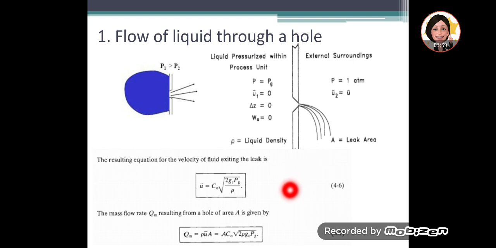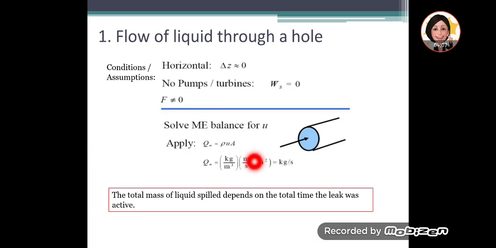Then there's also an equation for the mass flow rate resulting from the hole area A. That will give us how much material is leaking, and that will give us an idea of the possible impact it will cause to the surroundings. This mass flow rate is density times the velocity and the area of the leak. It gives us kilograms per second of material that will be lost through the leaking.